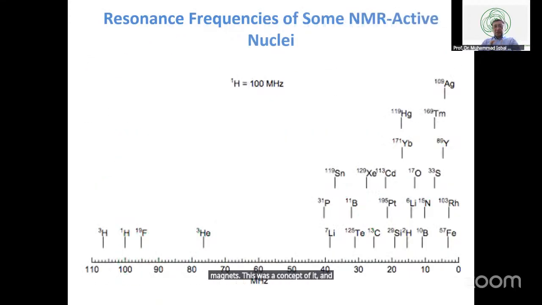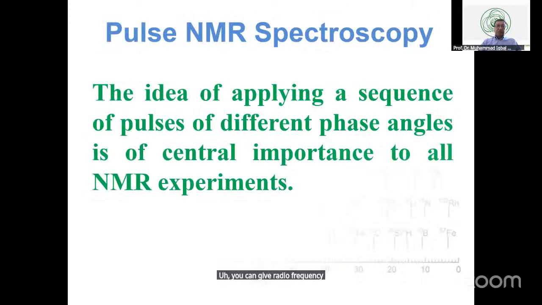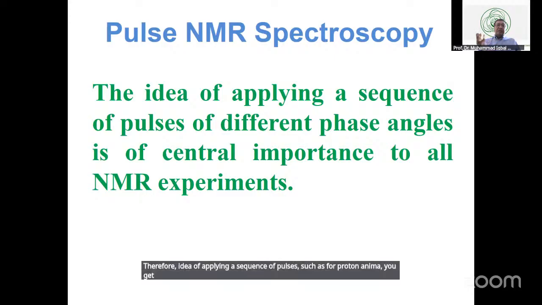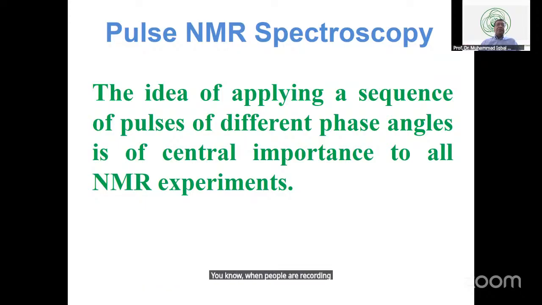And of course, you can give radio frequency pulses at different intervals. Therefore, the idea of applying a sequence of pulses: for proton NMR, you get 32 pulses, but you can get thousands of pulses. When people are recording C13 in natural abundance, they give several hundred pulses. So they get better signal to noise ratio.